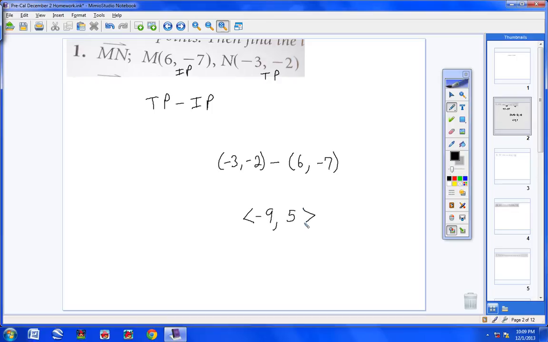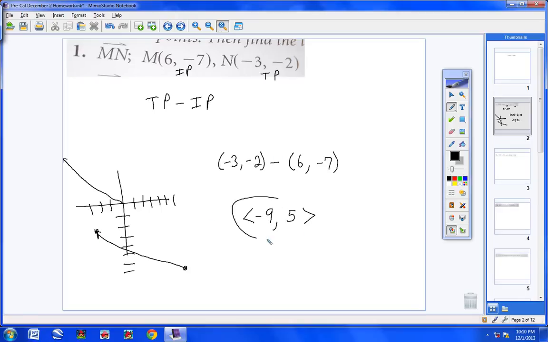So there we go. You took this vector and it looked like this, -3, -2. That's your terminal point. Your initial point is 6, -7, right there. And it goes from here to here. And you picked it up and you moved it from there over to there. Okay, so this is component form. There we go. And then it says find the length.